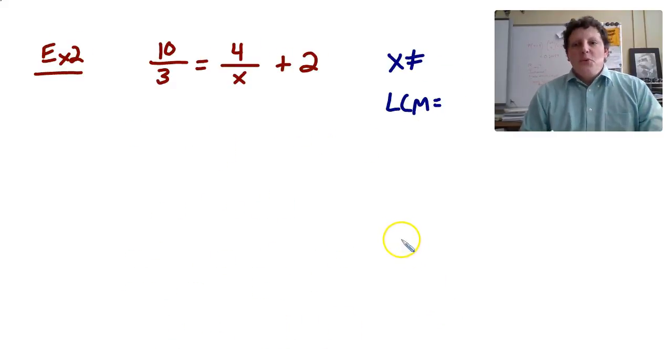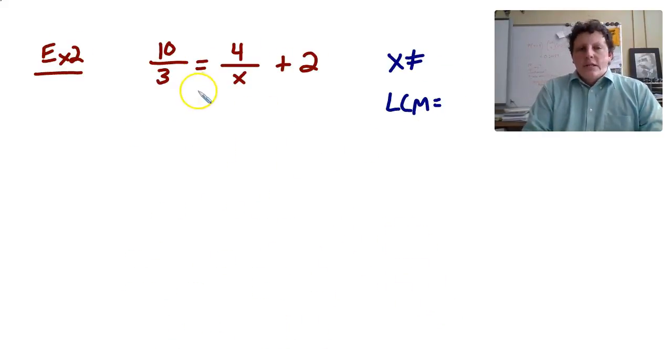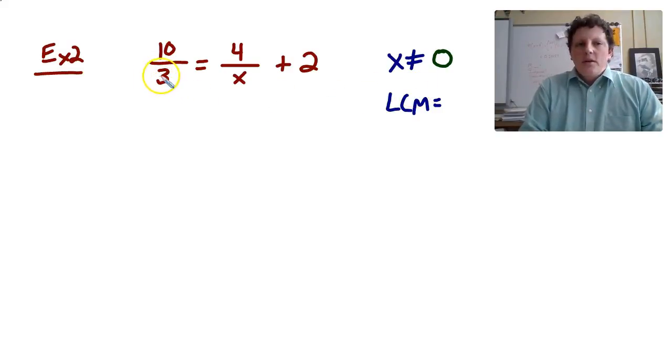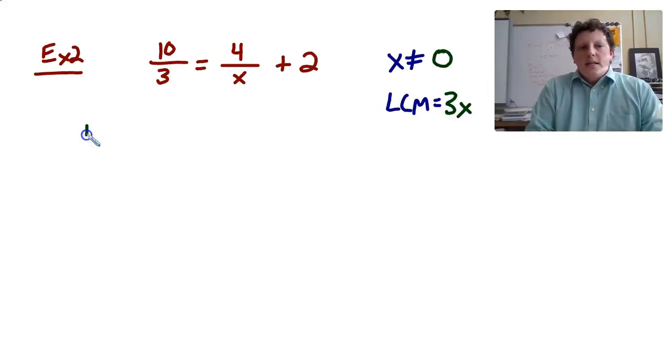All right, example 2. First off, we want to make sure that we list our excluded values by looking at the denominators. I see a 3 here. There's no variables, so no excluded value for that fraction. X can't be 0 here, because if it were 0, we would have a divide by 0 error. Now, the least common multiple of the denominators, also called the least common denominator, is 3 times x, or 3x. So we're going to take each of these fractions and multiply that fraction by 3x.